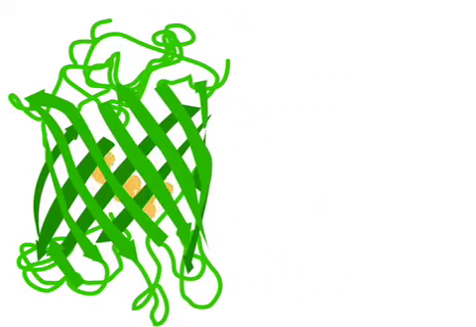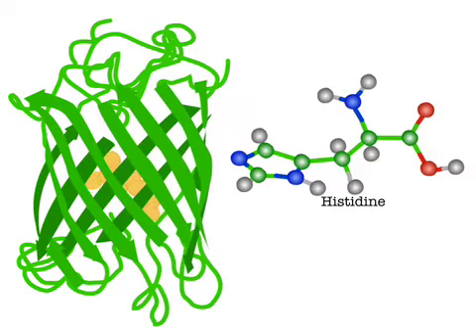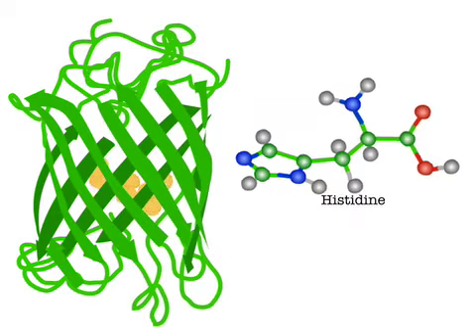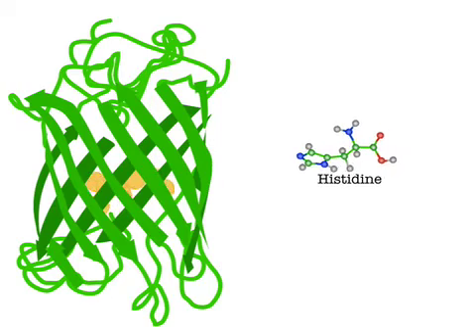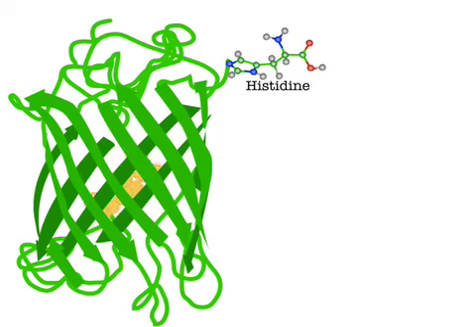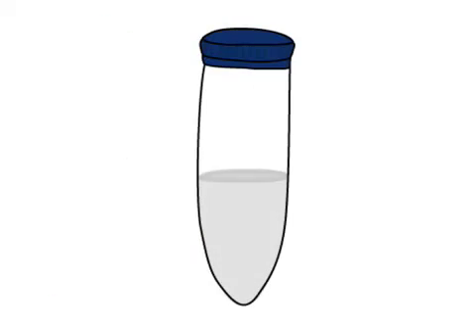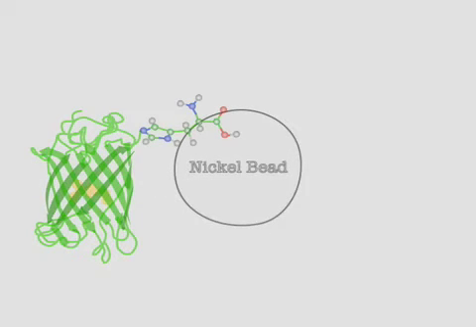Fluorescent proteins contain something called a His-tag, which is simply a long chain of histidine amino acids that are attached to the fluorescent proteins. In this case, the His-tag is histidine. Nickel beads are used in this lab, and nickel beads play an important role in the process, which is that the histidine will attach to the nickel beads because nickel beads are positively charged and histidine is negatively charged.